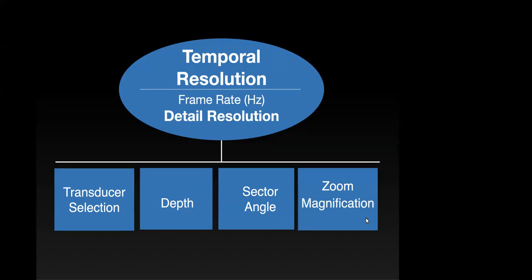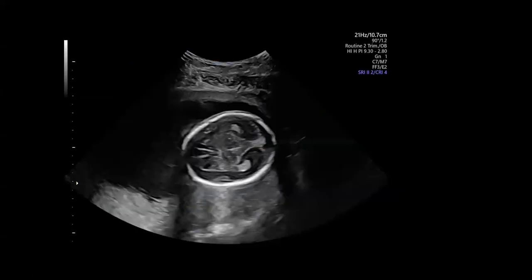Now, temporal resolution is determined by the frame rate, and these units are expressed in hertz. Now, the better the detail resolution, the better the temporal resolution. So let's go ahead and try to do that with these examples.